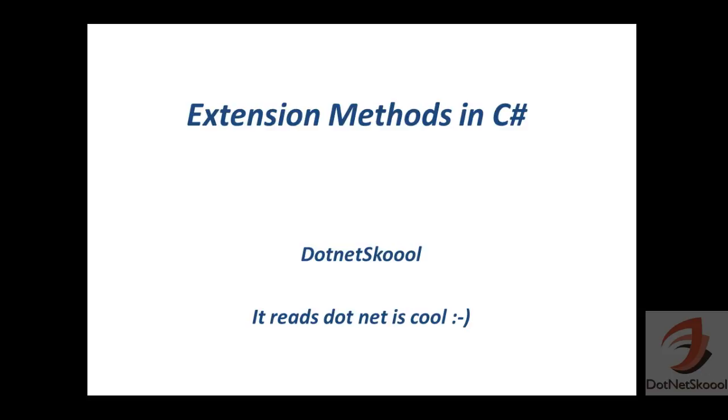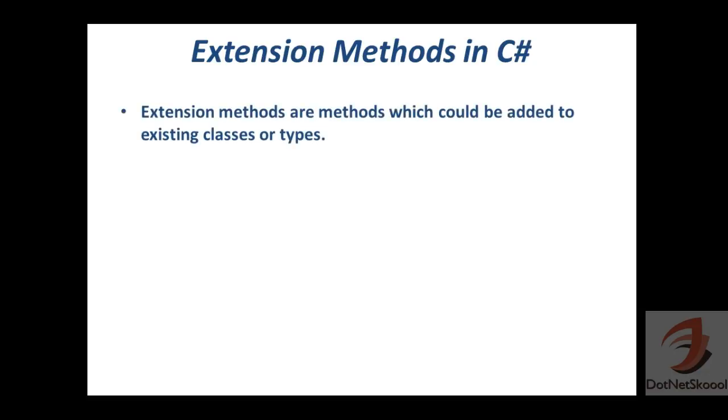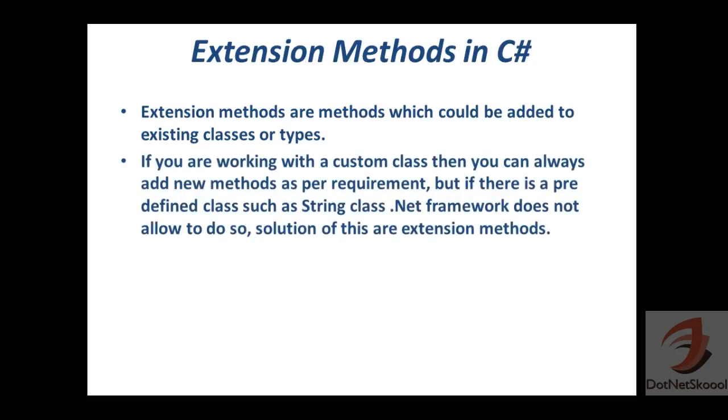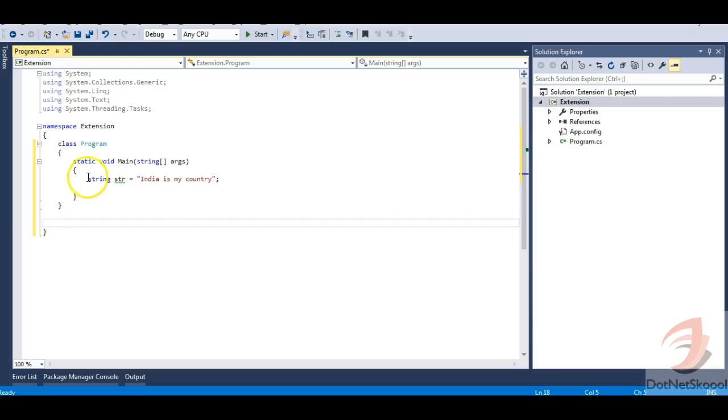So let's first quickly see the two points that I have mentioned for extension methods. Extension methods are methods which can be added to existing classes or types. If you're working with a custom class, you can always add new methods as per requirement. Say you have an employee class and you need an extra method on it, you can always add that new method to your employee class. But what if you are working with the string class and need to add your custom method onto it? The string class belongs to the .NET Framework, and the .NET Framework does not allow any changes to the string class. So let's quickly jump into Visual Studio, where I have a string defined.